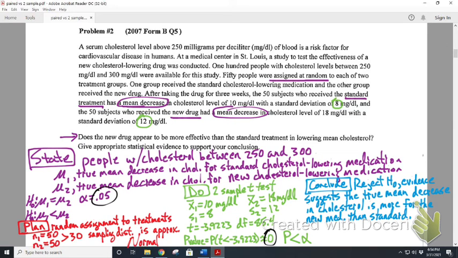And just to make sure I answer their question, the new medication appears to be more effective.